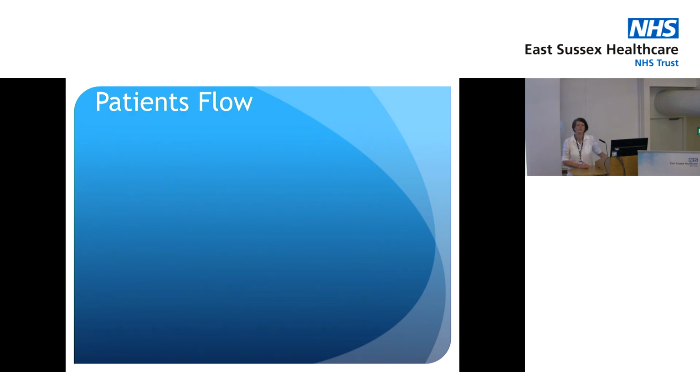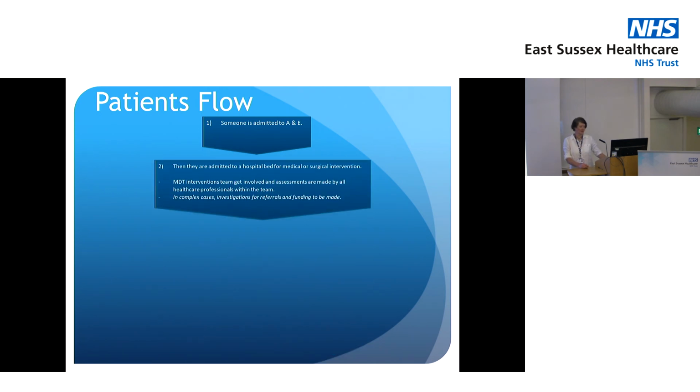Patient flow. A patient is admitted to A&E. They could have problems medically or surgically. They are then admitted to a hospital bed for appropriate interventions. The MDT intervention team will get involved, with assessments made by all healthcare professionals within the ward they're in. In complex cases, investigations would be needed for referrals, or funding is to be made.